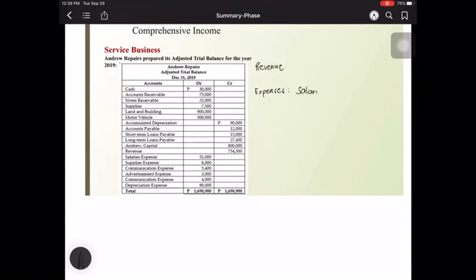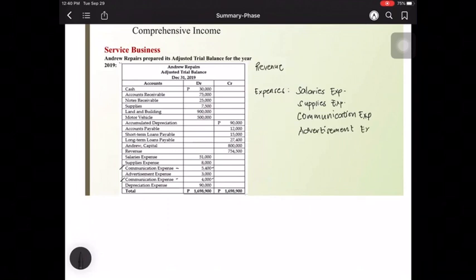Alright, so for the expenses here, we have various expenses incurred by Andrew Repairs. Salaries expense, we have your supplies expense, your communication expense. If you try to take a look at the problem, there are two communication expenses here. Maybe it was not intended to be a communication expense here, but for purposes of answering this problem, let us just add the amount of the two communication expenses later on. So communication expense, we also have your advertisement expense and lastly we have your depreciation expense.